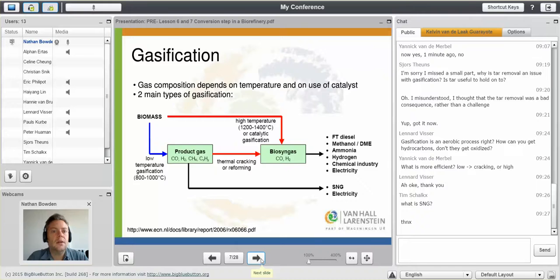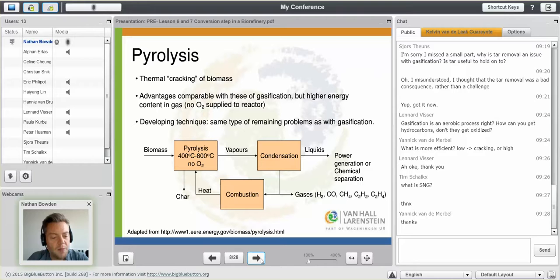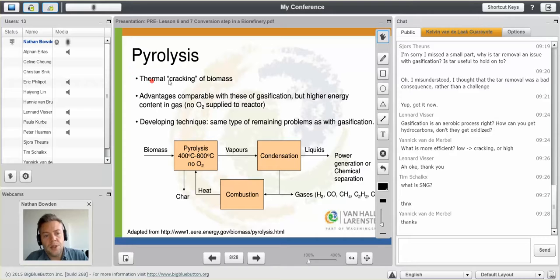Next slide. Pyrolysis. So this is the second one. It's thermal cracking of biomass. We have a pyrolysis machine in the lab building. So when we are there, I might take groups of people to take a look at it. There are not a lot of people doing pyrolysis. We're pretty unique in that matter. So pyrolysis is the thermal cracking of biomass. I mentioned that term before. The advantage is it's comparable with the gasification, but even higher energy content in the gas. So there's no O2 supplied.